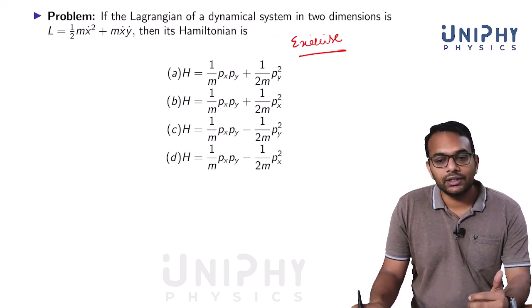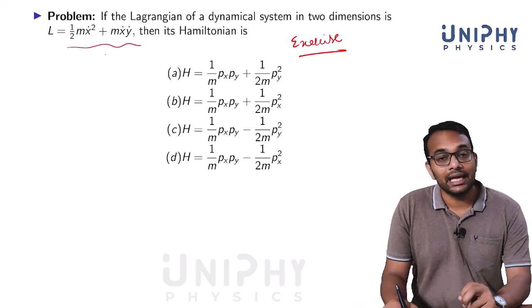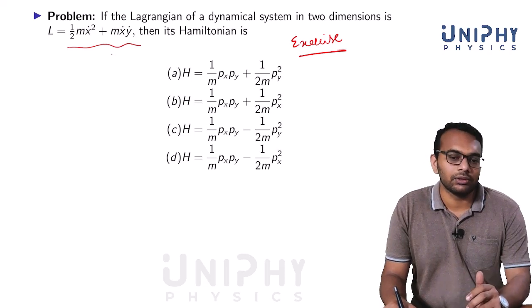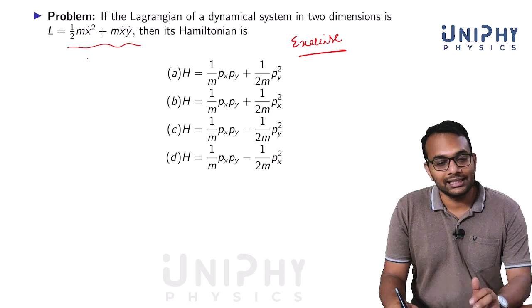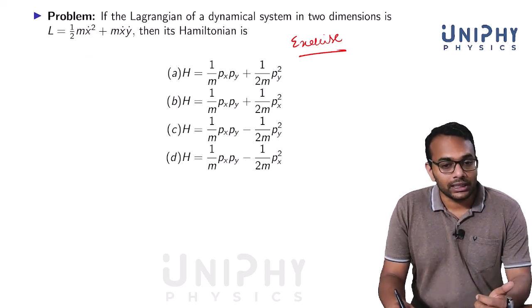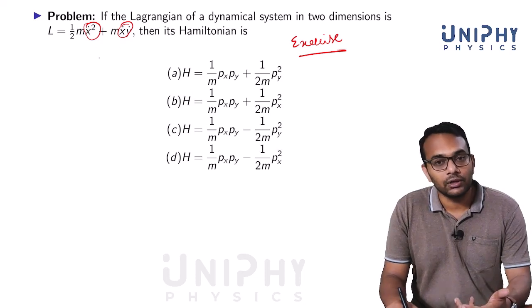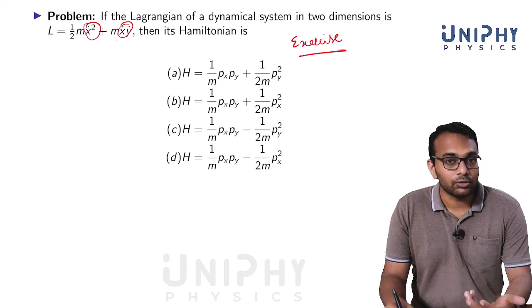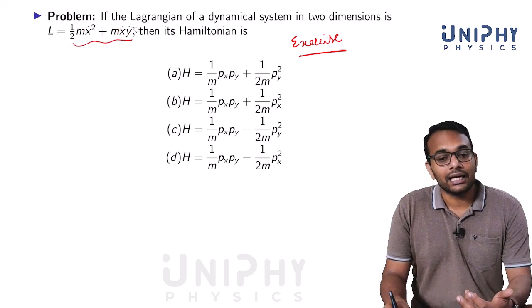If the Lagrangian of a dynamical system in 2 dimensions is L equal to half m x dot square plus m x dot y dot, then what's the Hamiltonian? Again, the question is, can we write H equal to T plus V here? The answer is, of course, yes, because if you look at this, you see that there's an x dot square term and an x dot y dot term. Both these terms are quadratic in velocities. This means that this whole term is kinetic energy alone.